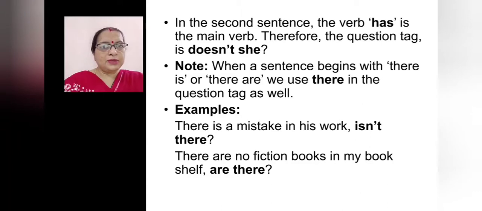Let's see in the examples, children. There is a mistake in his work. So what will you write in the question tag? Isn't there? Okay. Then, there are no fiction books in my bookshelf. Are there? So what have we seen? Again you will write "there" as the question tag.